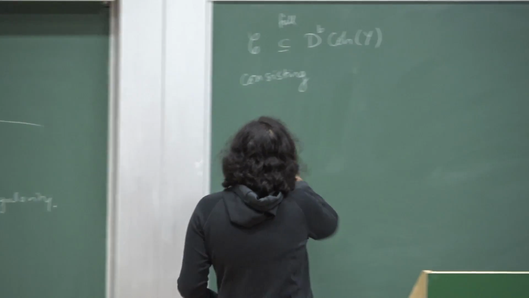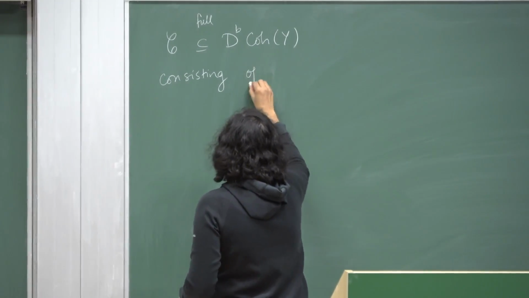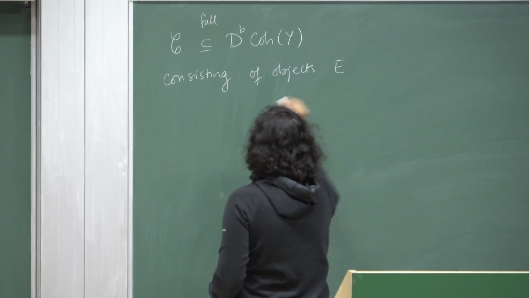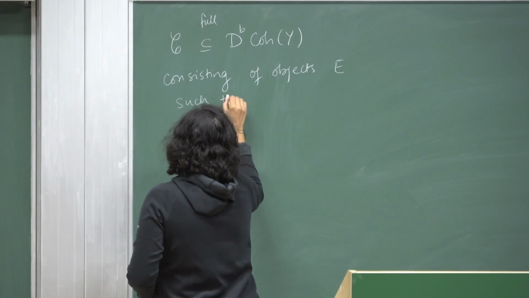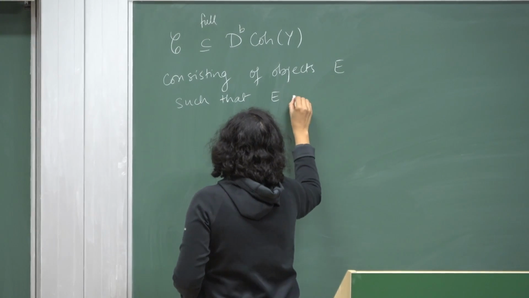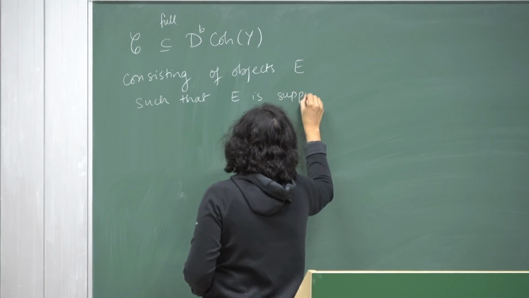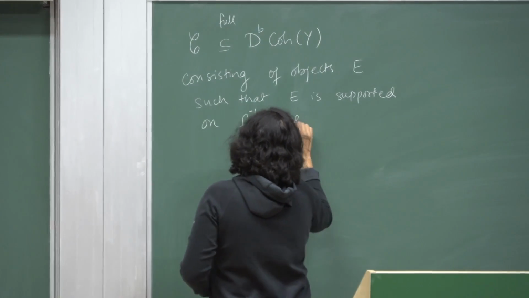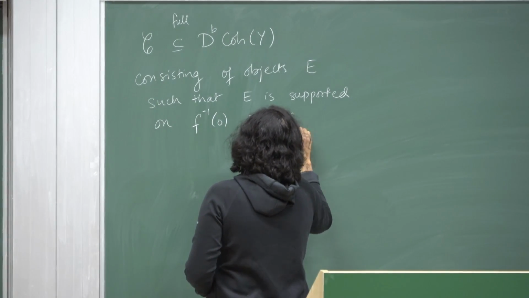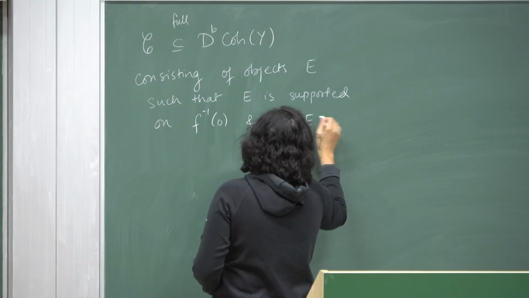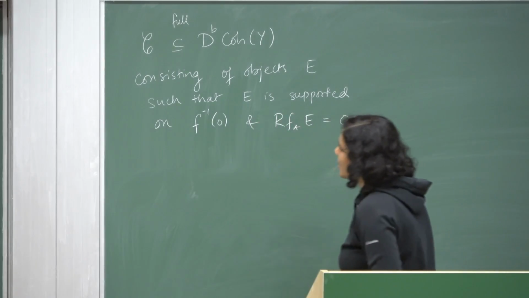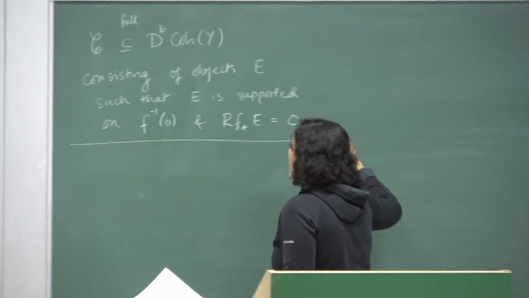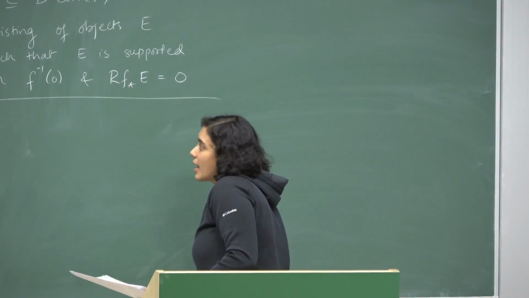Okay, so this is the full subcategory consisting of objects E such that E is supported on the exceptional fiber and the derived push forward of E along this map F is 0. So that may or may not mean anything to you. That's okay.